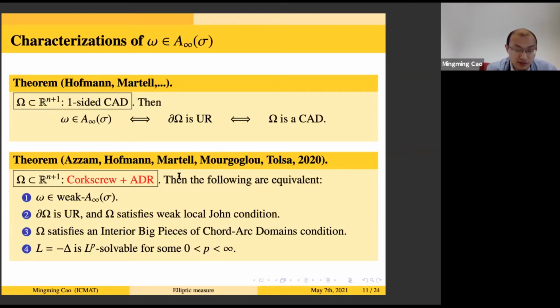The second theorem is significant. It doesn't need the Harnack chain condition compared to the first result. It removes the connectivity, and A-infinity is replaced by weak A-infinity. To get the equivalence, it requires a weak local John condition. Oh, sorry, here I didn't give the definition. We just want to see what happens without connectivity. Also, theorems 2 and 3 give a geometric characterization of solvability of the Dirichlet problem. And from theorems 1 and 2, we see that A-infinity actually is stronger than UR in the general situation.